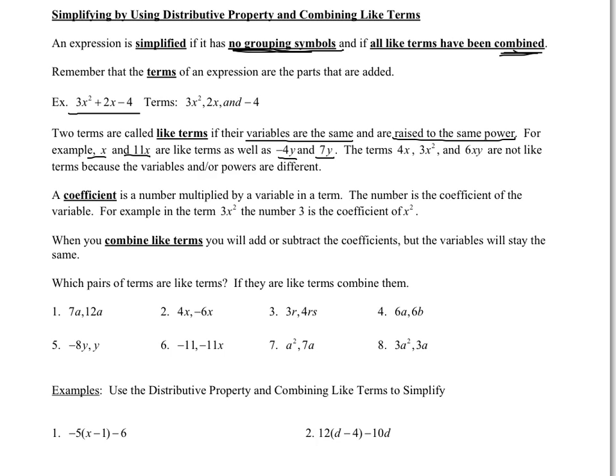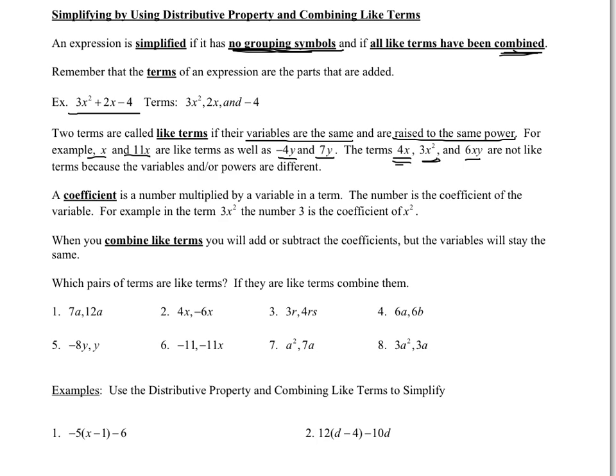Now, if you looked at the terms 4x, 3x squared, and 6xy, those are not like terms because the variables and/or the powers are different. For example, with 4x and 3x squared, you have an x and an x squared, so that doesn't make them alike. The 6xy has the extra y that the others don't, so they can't be like terms. Okay, so you've got to understand that about like terms.